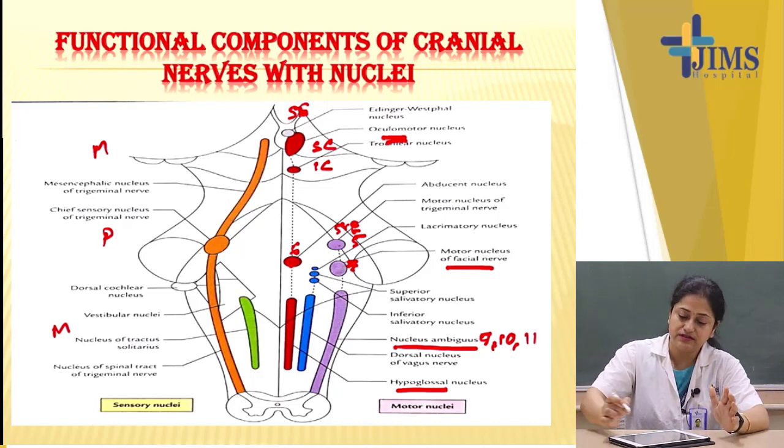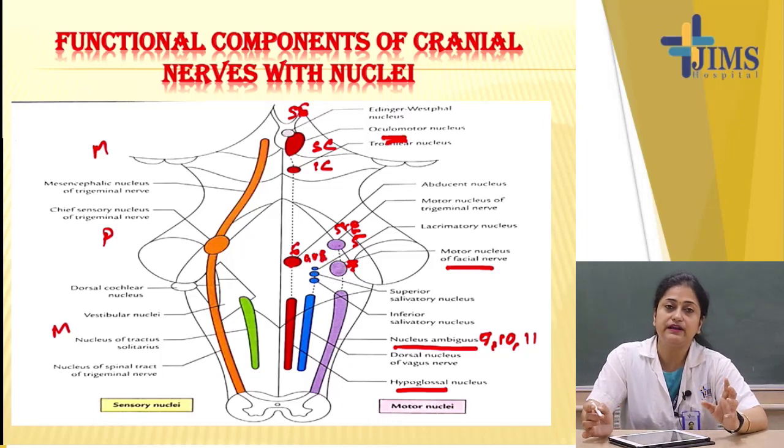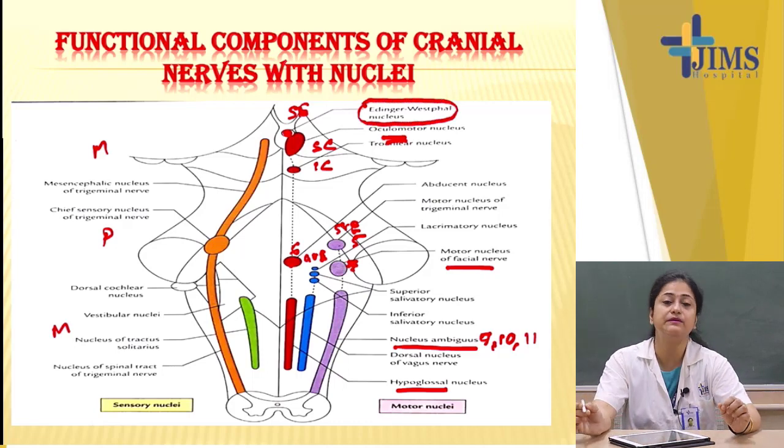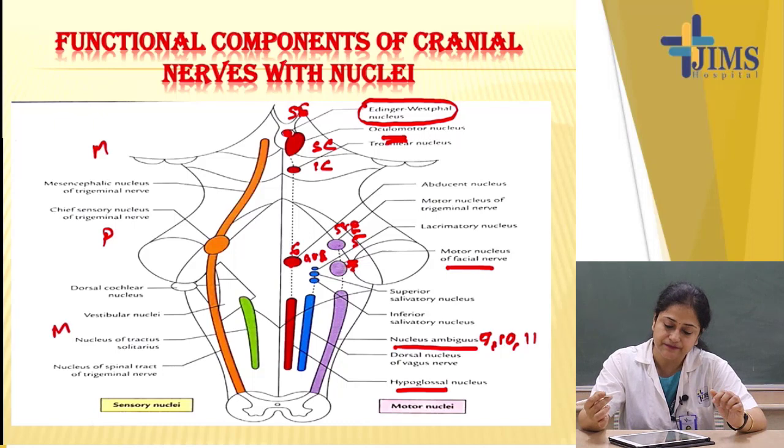Last motor component was GVE. In GVE, the nuclei were 3, 7, 9, 10. Now, 3 is located here. It is not marked in blue here, but this is the nucleus for 3. You can see the name is Edinger-Westphal nucleus. So, it is located in the midbrain at the level of the superior colliculus.